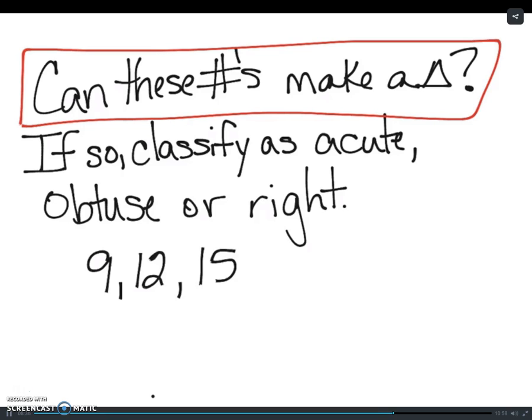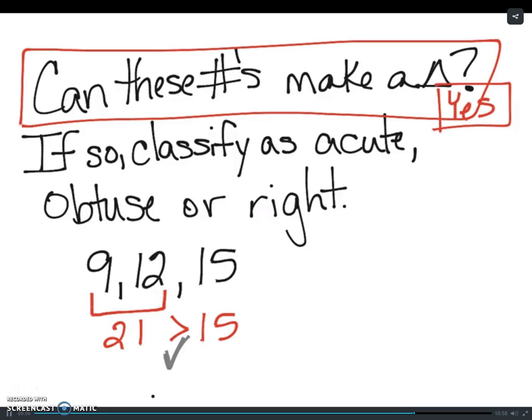So remember, we said before, this is a couple of chapters ago, if we add up the 2 shorter sides, then they have to be bigger than the one long side. Okay, so notice I'm not squaring anything here, I'm just adding. So 9 plus 12 is going to give me 21, and 21 is bigger than 15, right? So that's good. So yes, these are going to make a triangle. Okay, that's our first question.